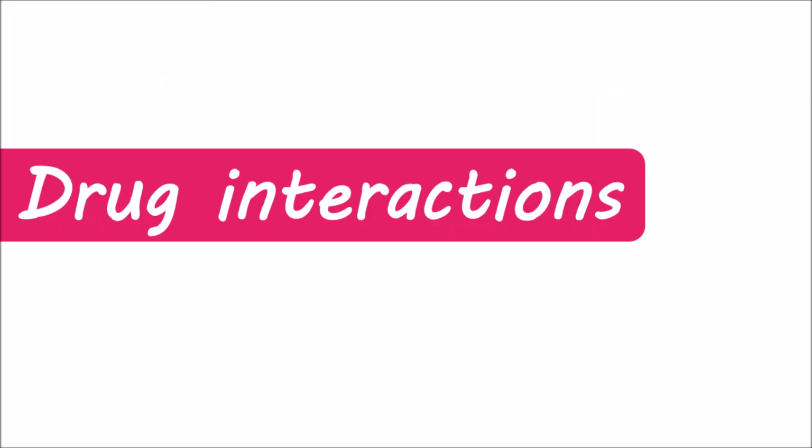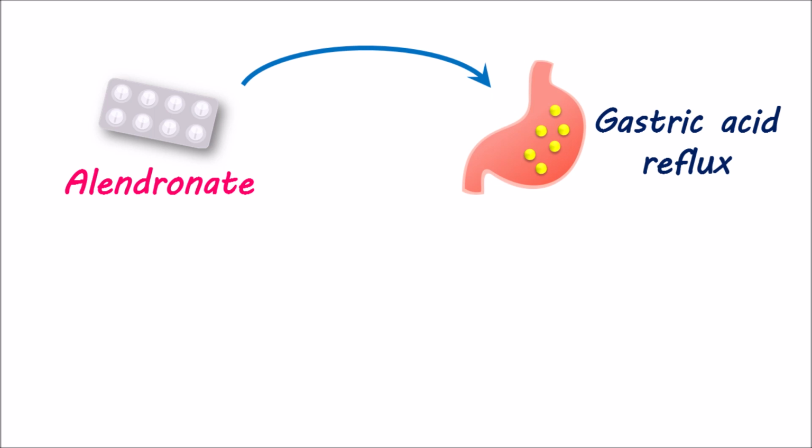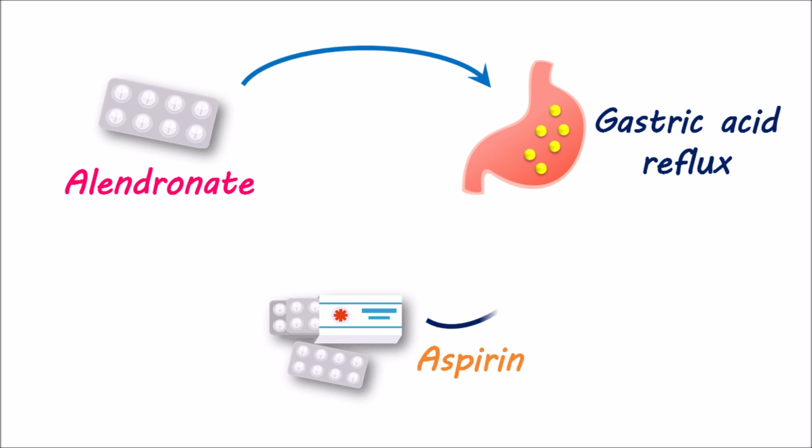Now let's focus on drug interactions. Alendronate can increase the reflux of gastric acids into the esophagus, which can have a variety of gastric side effects. So you should be careful while using other medicines that enhance these side effects. Most of the painkillers, including aspirin, can increase these gastric side effects when used along with alendronate. Therefore, be cautious if you are using such medicine with alendronate.